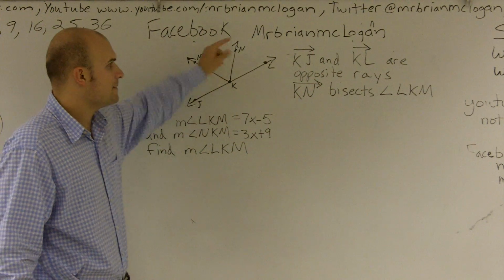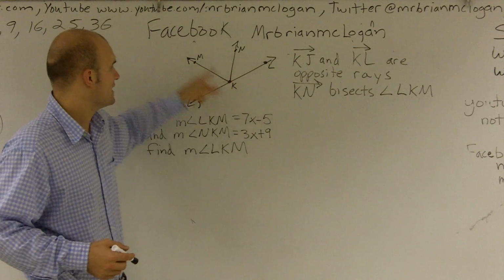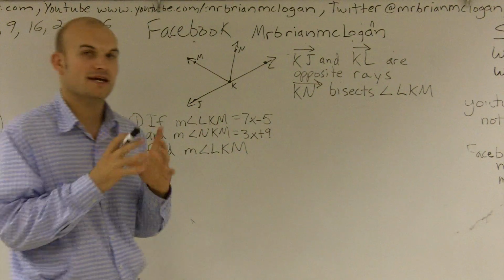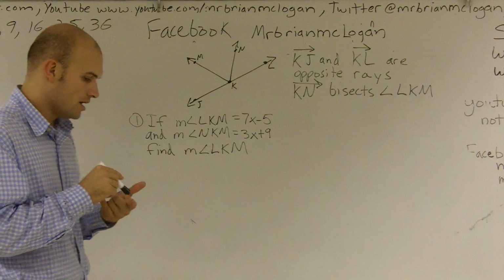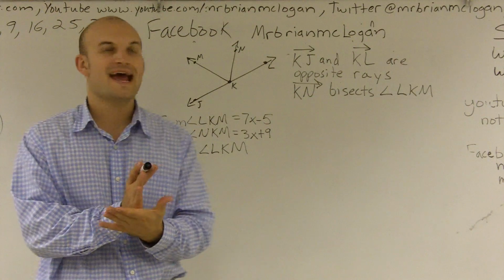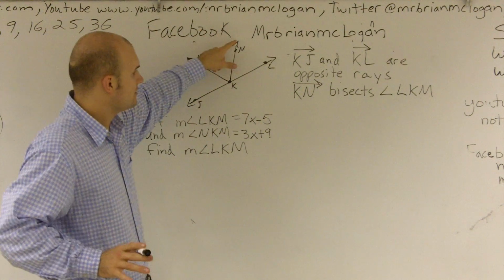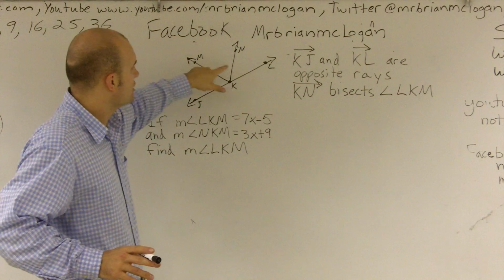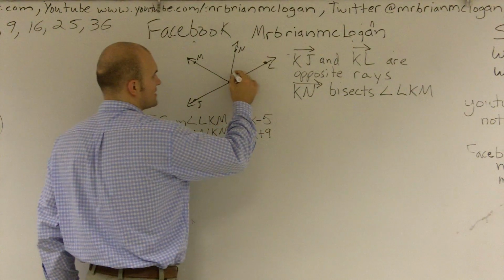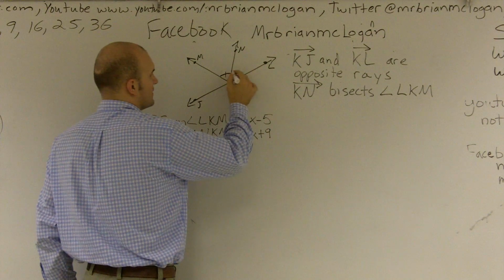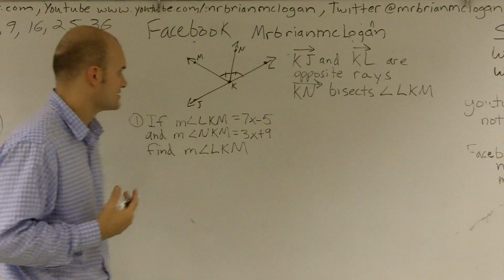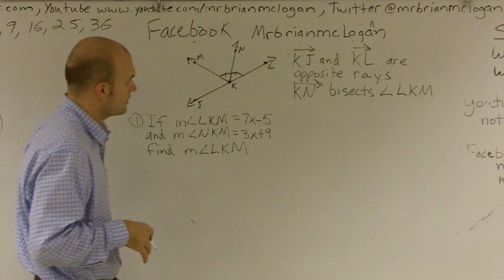And KN bisects angle LKM. Now the word bisects is going to be crucial in helping us solve these problems. If you remember, bisects is automatically going to tell us that it cuts the angle in half. So KN cuts this angle in half, and that's crucial because it tells us that these two angles are now equal to each other, and that's going to be our key ingredient that's going to help us solve these problems.